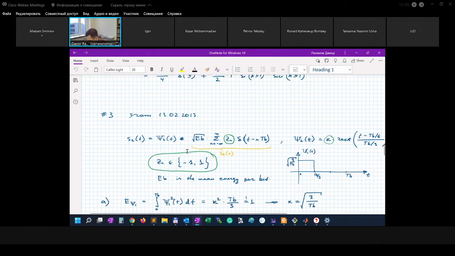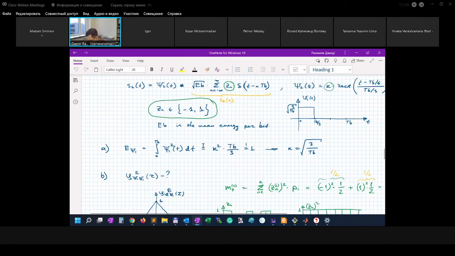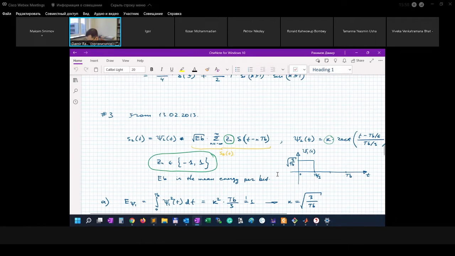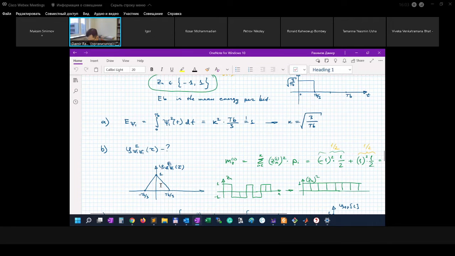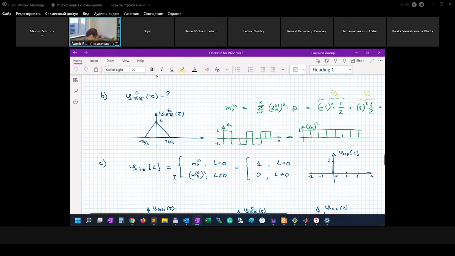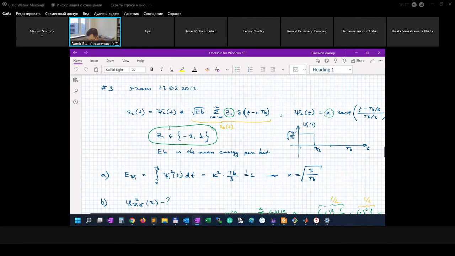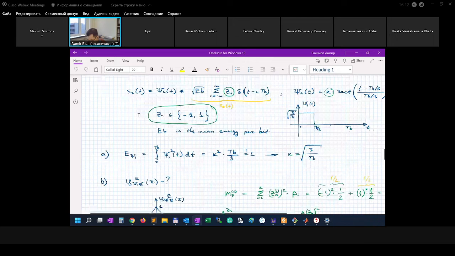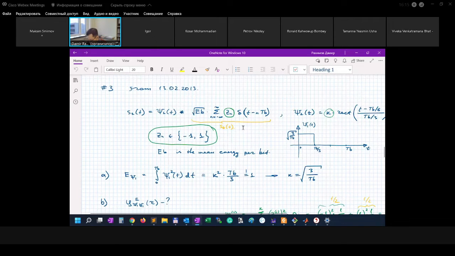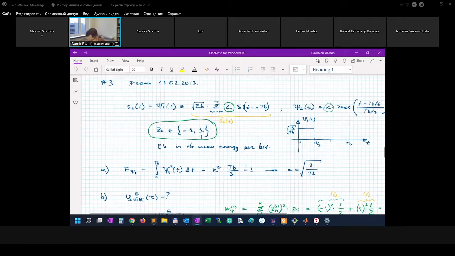And for the third task that we discussed, we were given a basis function, and then we had to calculate the amplitude of the basis function so that it would be orthonormal, and then the autocorrelation function of the signal, which comprises not only the basis function but also a sequence of random symbols. In our case, it was a sequence of -1 and 1.